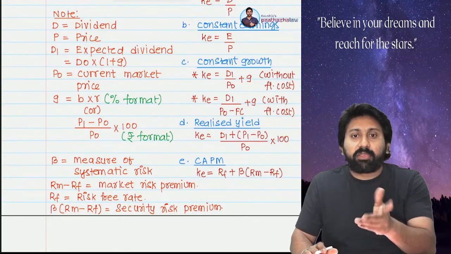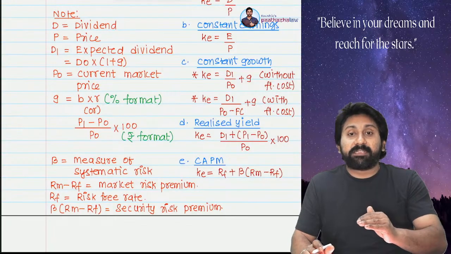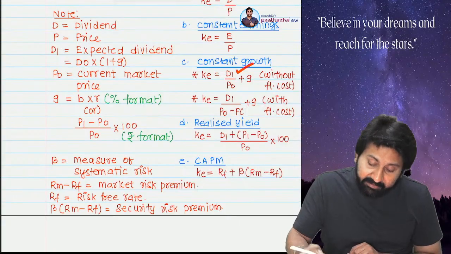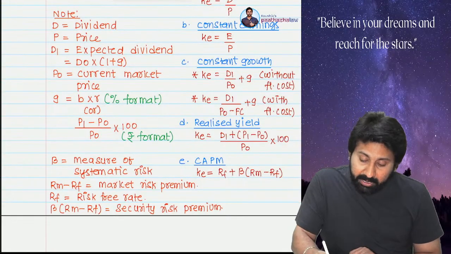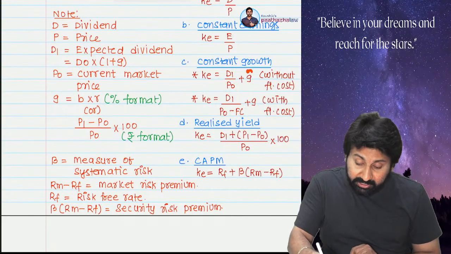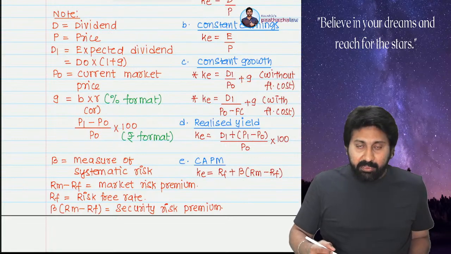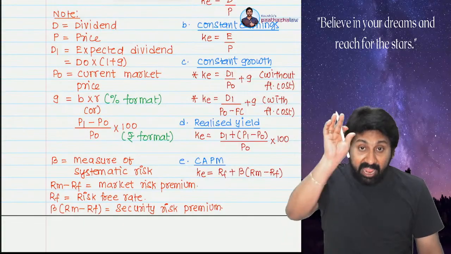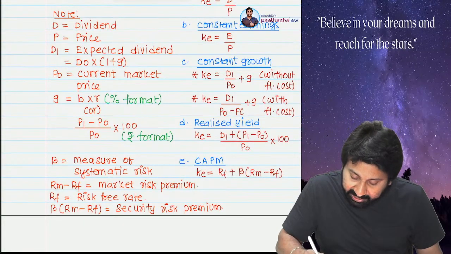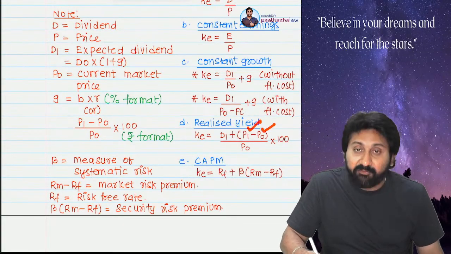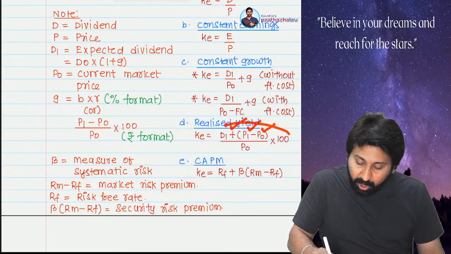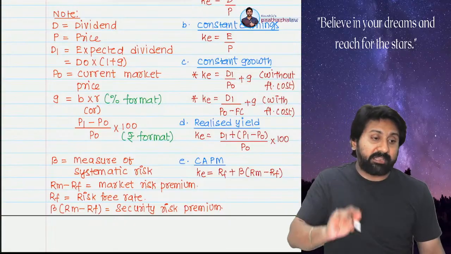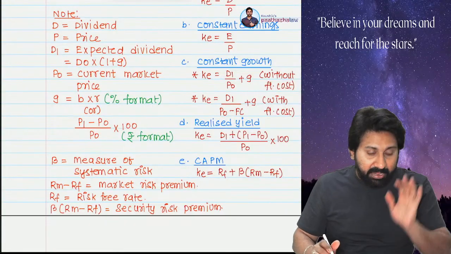Whenever you calculate the KE, you calculate on the basis of an estimate. What will you estimate? D1 is an estimate. P naught is the market price, already there. Growth is an estimate. But the realized yield approach is not an estimate. Realized yield is an actual return. I purchased a share today and sold it after 1 year, receiving dividend. How much return did you get? That's called realized. You really got that yield. That's how the name has come.